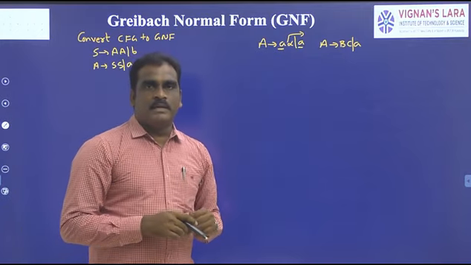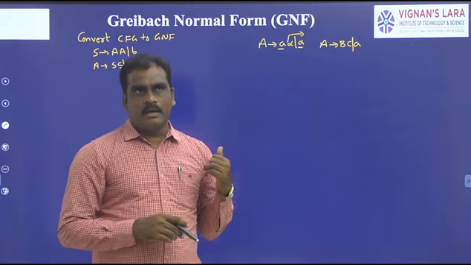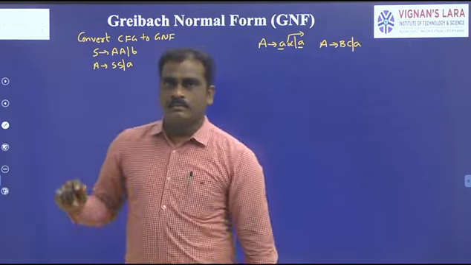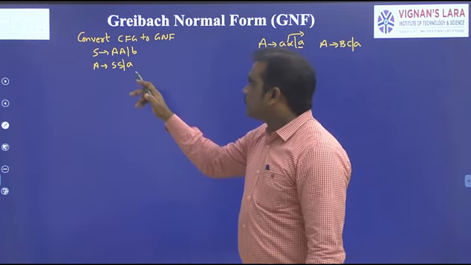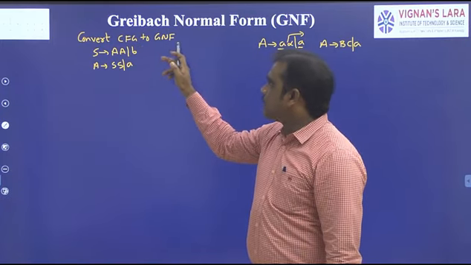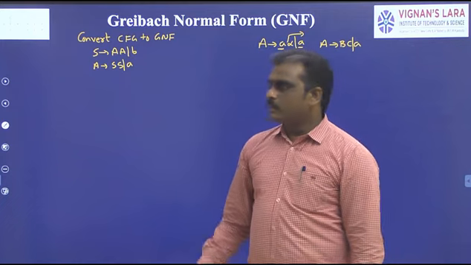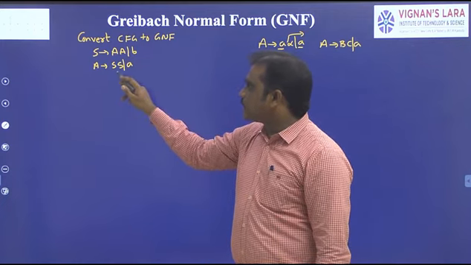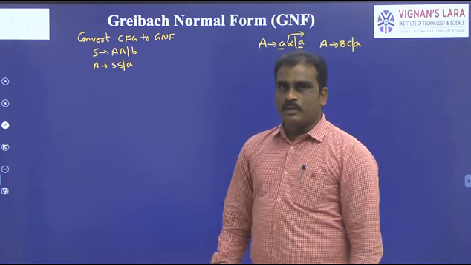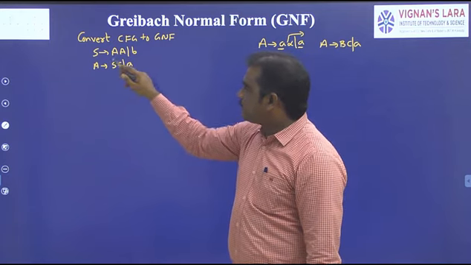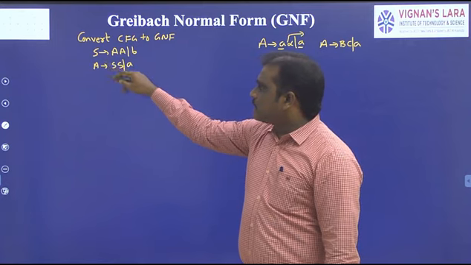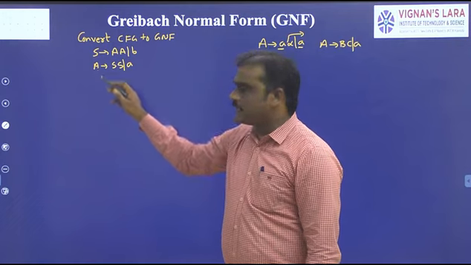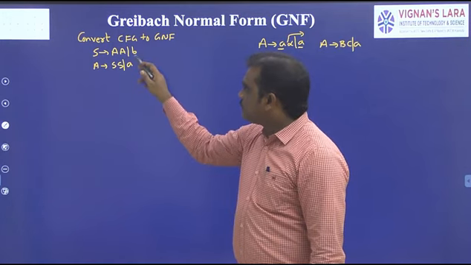In the previous class we already explained one example. Now this is the second example. Convert the context free grammar into GNF form. Here the grammar is S → AA or B, A → SS or a. If you observe the given grammar, it contains 2 non-terminal symbols, one is S and another one is A, and 2 terminal symbols.